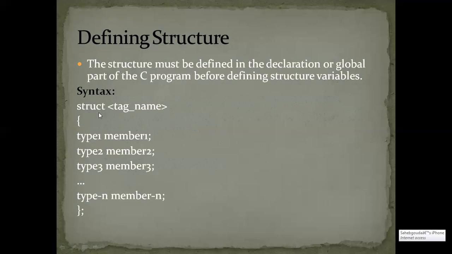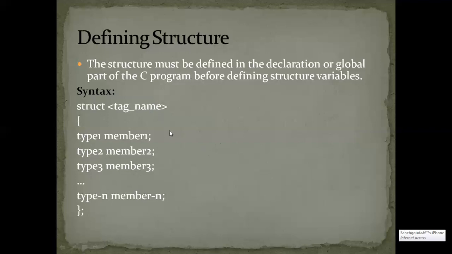Where struct is a keyword. Where tag name is a valid identifier. So what is a tag name? It is a valid identifier. Type 1, type 2, type 3, until type n are built-in data types like int, float, character, double, etc. And member 1, member 2, member 3, till member n are fields, or we can say components of a structure. So this is the syntax of structure.